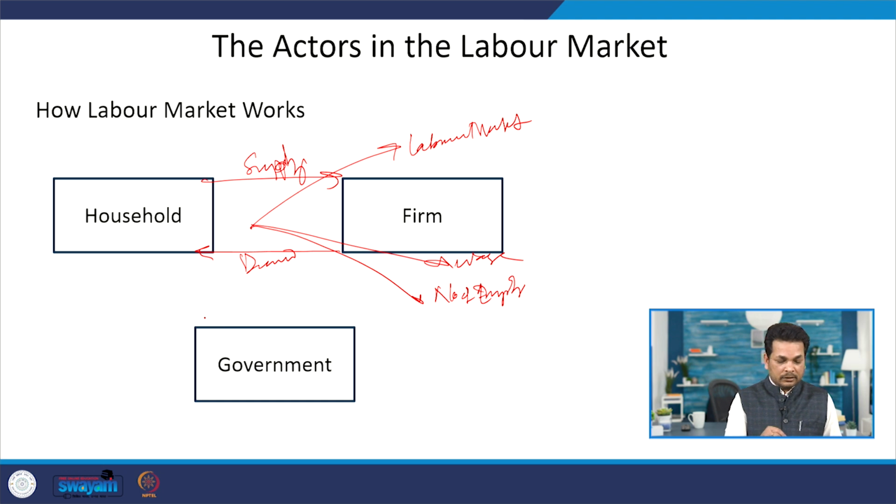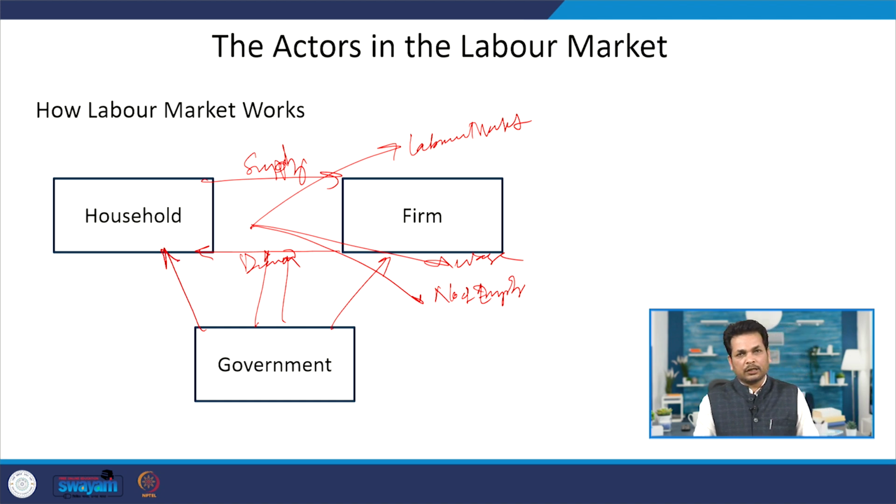Government intervenes in or regulates the labor market in the form of minimum wage laws, regulating the farm to protect the workers from exploitation, and giving compensation to the households in the form of unemployment benefits and social security. So, this is altogether how the labor market works in a factor market.